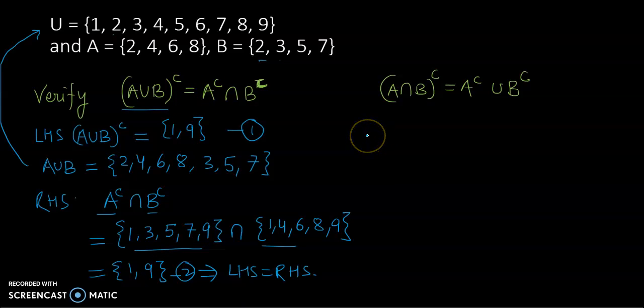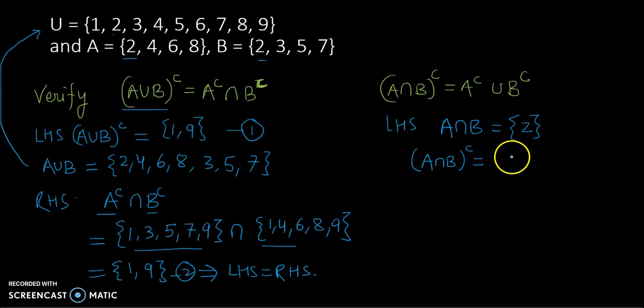Let us see result number 2 once again. First of all, I need to see the left hand side here, which is complement of A intersection B. So I need to first of all find what is A intersection B. If you see A intersection B here, 2 is the only common element, right? So it is going to be 2, a singleton set. And what is complement of A intersection B? That is simply everything which is not 2. So that is going to be 1, 3, 4, 5, 6, 7, 8, and 9. So that is the LHS.